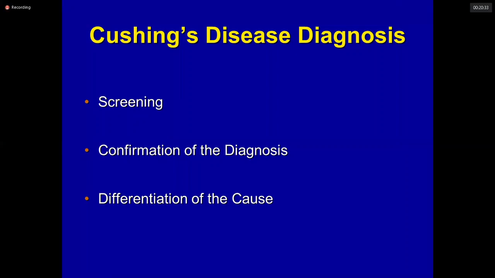Now, in order to label somebody as having Cushing, we have to screen for the levels of cortisol, then try to confirm by another test that there are high levels of cortisol which are unsuppressible. And then after we do these steps, we try to differentiate the cause. Is it coming from the adrenal, or is it from the pituitary? And sometimes it could be ectopic, so coming from a cancer which is producing ACTH.